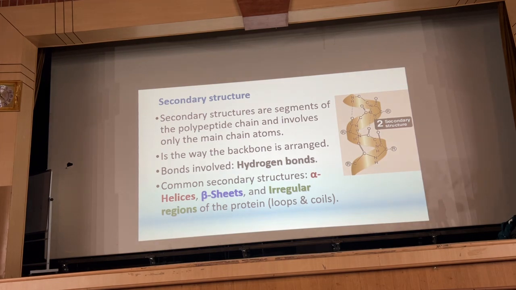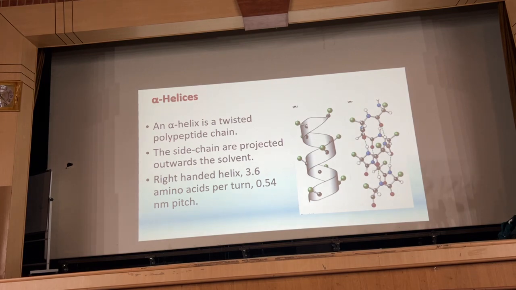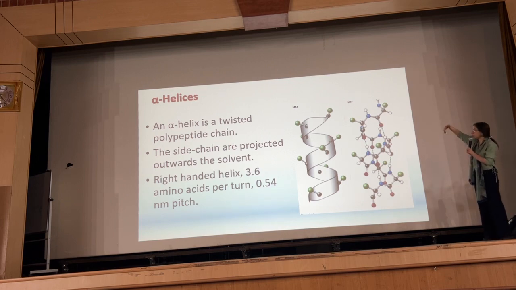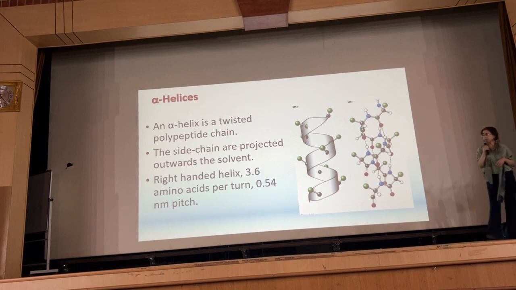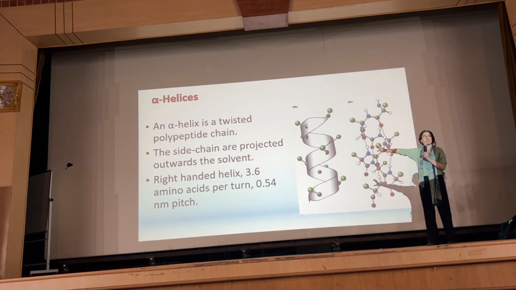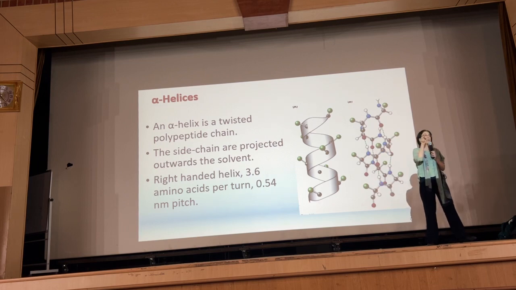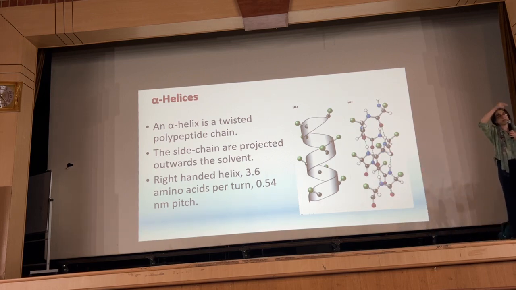I don't want you to worry about this. All you need to know is it's the alpha helix and the beta sheets. We also have loops or coils. These are irregular, they don't have a certain shape in a protein. They are important for protein flexibility. So in the alpha helices, the polypeptide chain is twisted in a helical shape. The side chains of the amino acids will be projected to the outside. And the alpha helix has these geometric components: it's every 3.6 amino acids, almost every four amino acids.